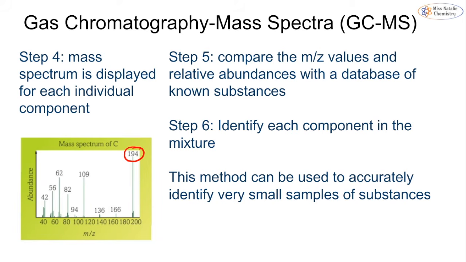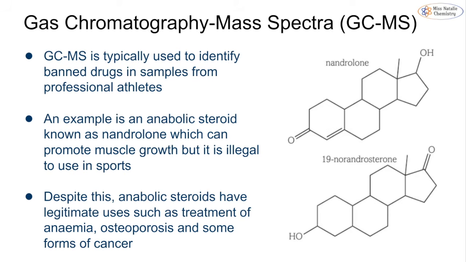In particular, as I mentioned, it's used in forensics, or it can also be used to identify banned drugs from samples from professional athletes. So when you get drug testing as a professional athlete, in particular in football or at the Olympics, every single athlete could be subject to a drug test. And if they're caught with any banned substances, then of course they would get a ban. One of the most common substances that people would get caught with would be things like anabolic steroids, because they can help with strength and they can help promote muscle growth.